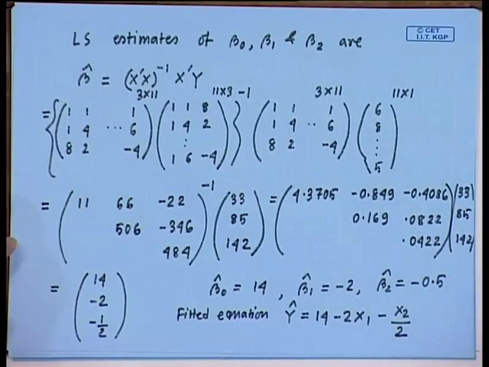Well, so once we have the fitted equation, next we need to check how useful this fitted equation is. That means we need to test the statistical significance of the fitted equation. Basically, first we go for the global test, which tests the hypothesis that beta 1 equal to beta 2 equal to 0. That means there is no linear relationship between the response variable and the two regressor variables. And we will use the ANOVA approach to test the statistical significance of the fitted equation. So first we need to write down the ANOVA table. Let me do that first.